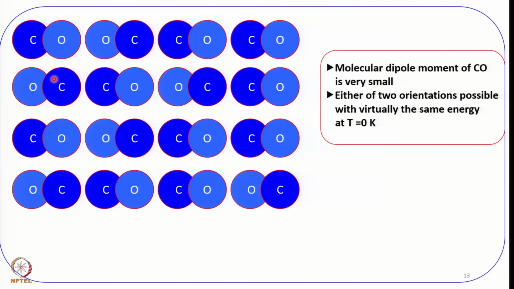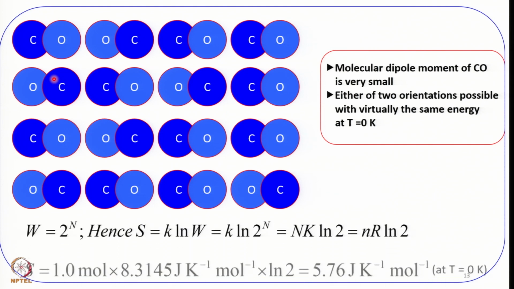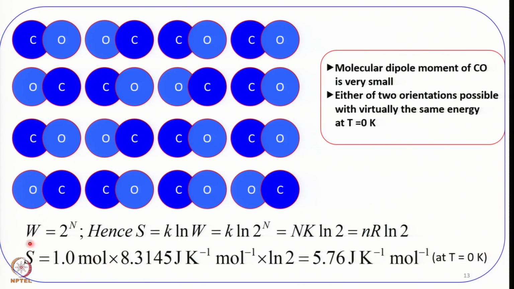There is some disorder, and this disorder which is still existing at absolute 0, we called it residual entropy, and we had a way of even calculating the residual entropy. Once we have the statistical weight, then S is equal to k log W, you substitute, and the value which you get is 5.76 joules per Kelvin per mole. This is at absolute 0.